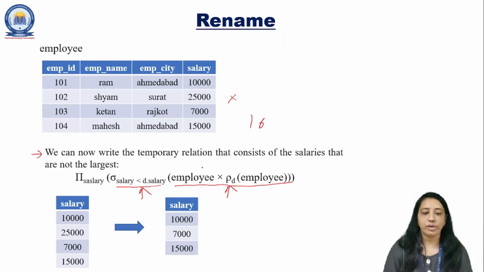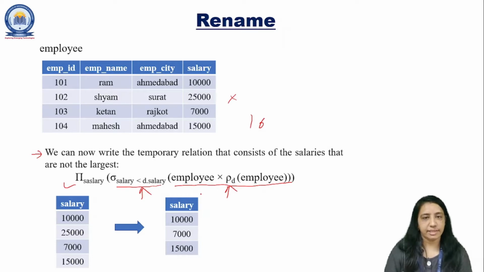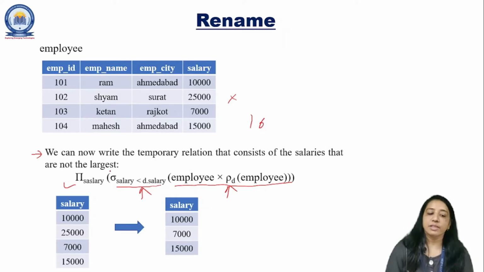But we don't want that, only depending upon this condition. And we want only the salary column in our output, so we have to go for a project. As we have seen, project is used for what? To display the particular attributes, right? So here you can see we have combined all this relational algebra together. The one is Cartesian, then the select and the project.